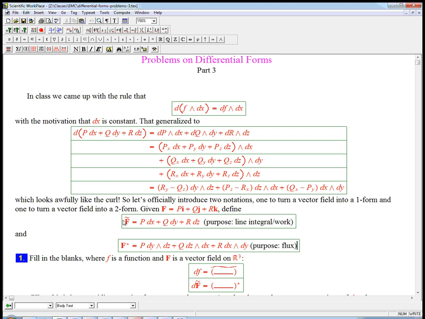To integrate a vector field over a curve, you first turn it into a differential form using this prescription, a 1 form, and then integrate that 1 form over a curve, which is how things are supposed to go. Or you use this prescription. We're going to call that f star instead of f tilde. We put p in front of dy wedge dz, q in front of dz wedge dx, that's cyclic order, r in front of dx wedge dy, and then we integrate that over a surface. That matches up correctly: 2 forms integrate over surfaces, 1 forms integrate over curves.